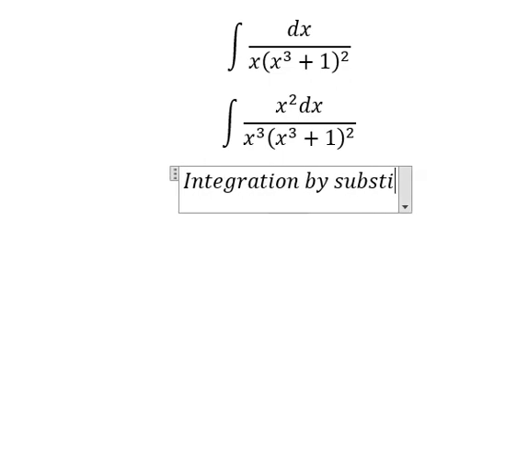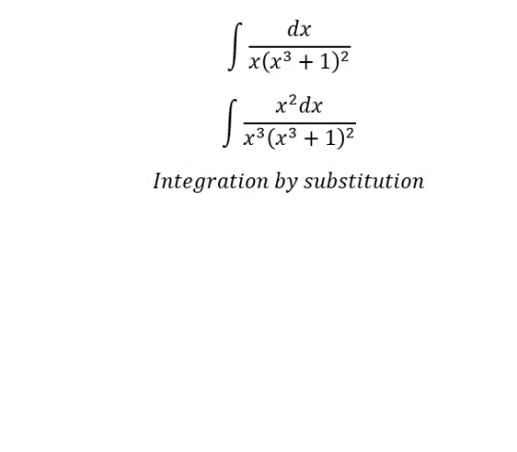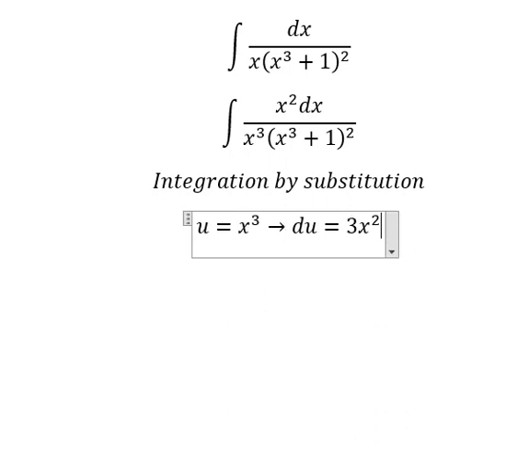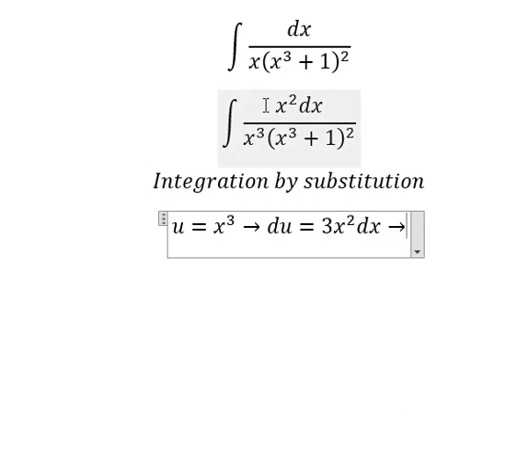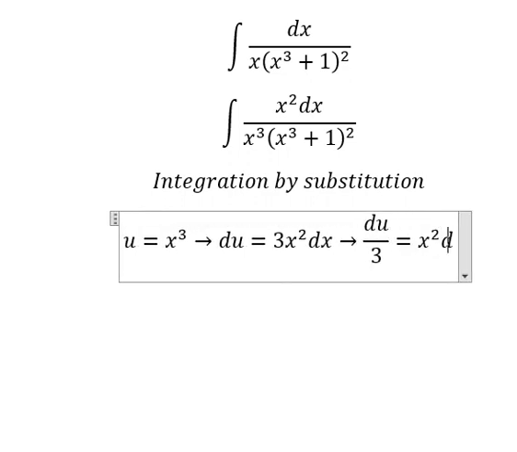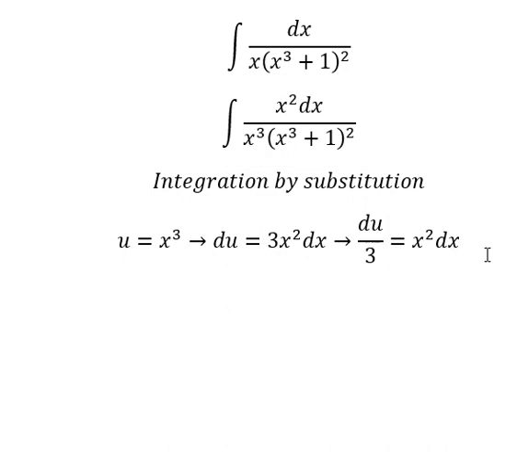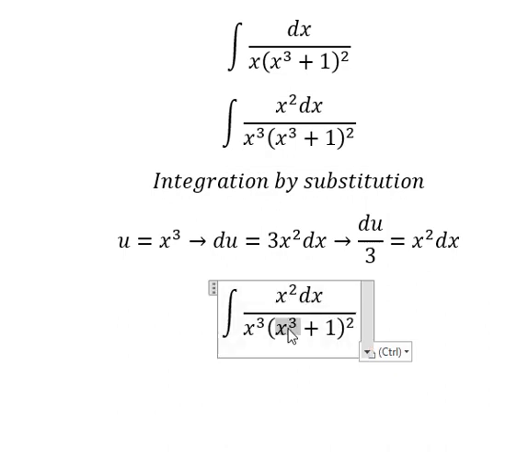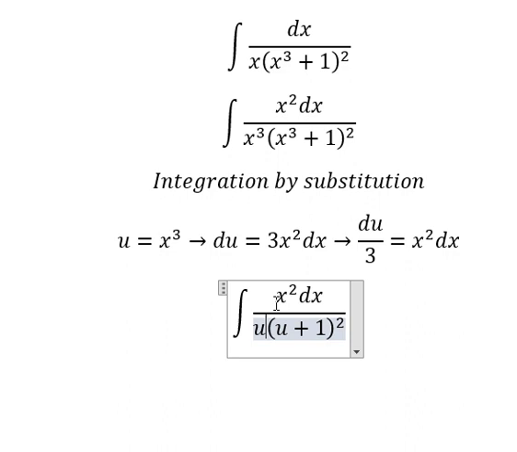by substitution. So I will put u equals x to the power of 3. Later, we need to first take the derivative of both sides, and we have it like this. Because we don't have the number 3, we need to divide both sides by 3. So this one we change for u, and this one we change for this one.